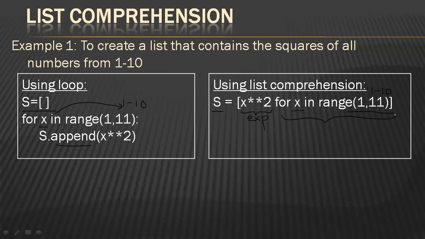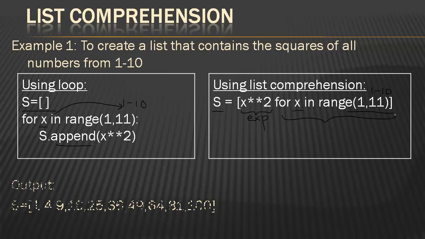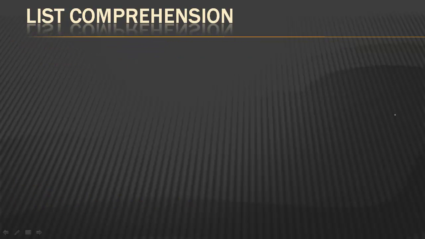So if I ever print S in both the scenarios, what would S be? 1 square, which is 1, 2 square, which is 4, 3 square, which is 9, and so on up to 10 square, which is 100. Is that clear? Okay, let me just give you another example also. Probably something that has a condition.